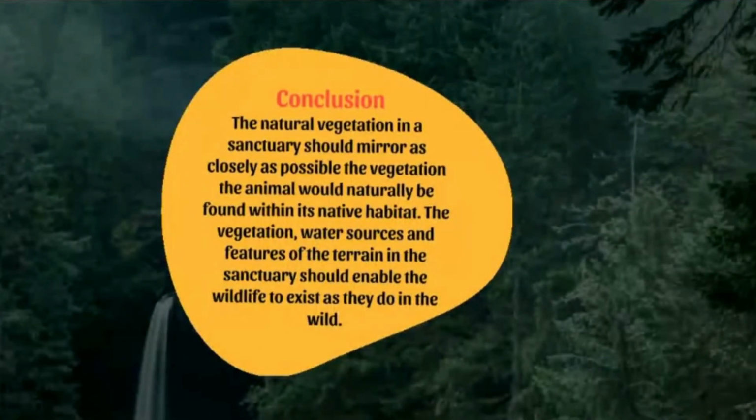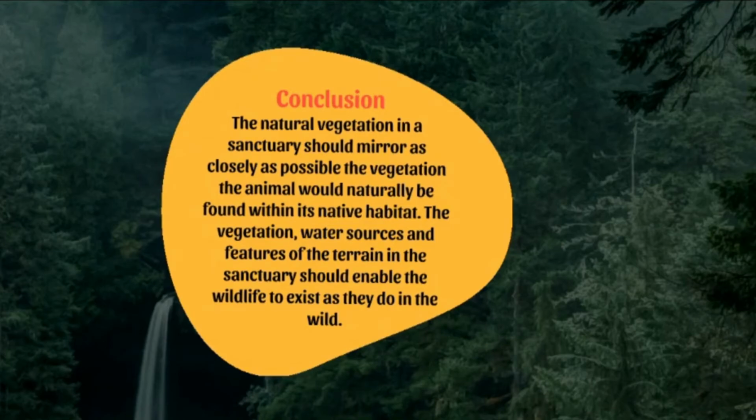Conclusion: the natural vegetation in a sanctuary should mirror as closely as possible the vegetation the animal would naturally be found within its native habitat. The vegetation, water sources and features of the terrain in the sanctuary should enable the wildlife to exist as they do in the wild.